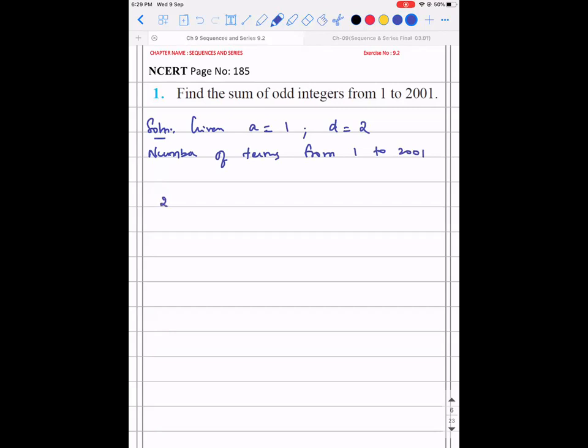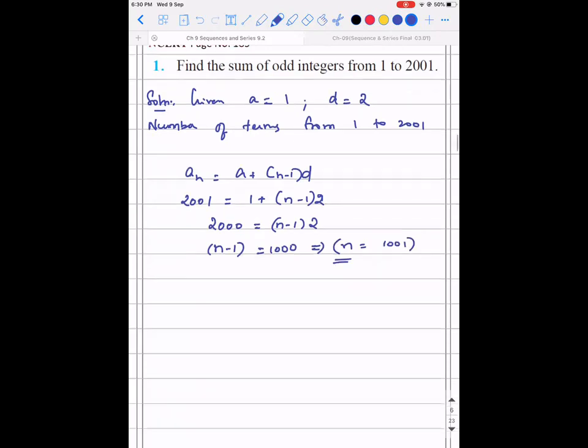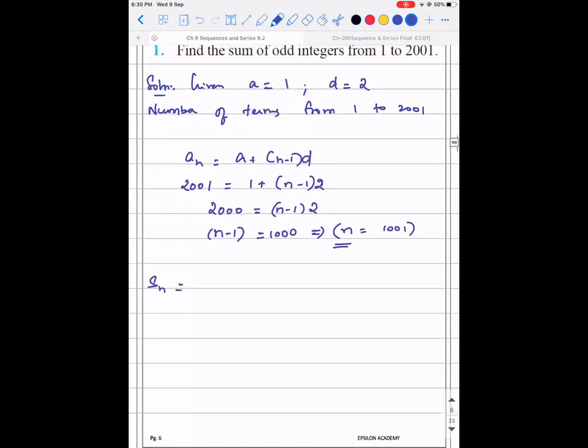So 2001, an is equal to a plus n minus 1 into d. So 2001 is equal to 1 plus n minus 1, the number which we need to find, into 2. So 2000 is equal to n minus 1 into 2, sorry, the difference is 2, right? So n minus 1 is 1000. So n will be 1001. 1001 terms are there.